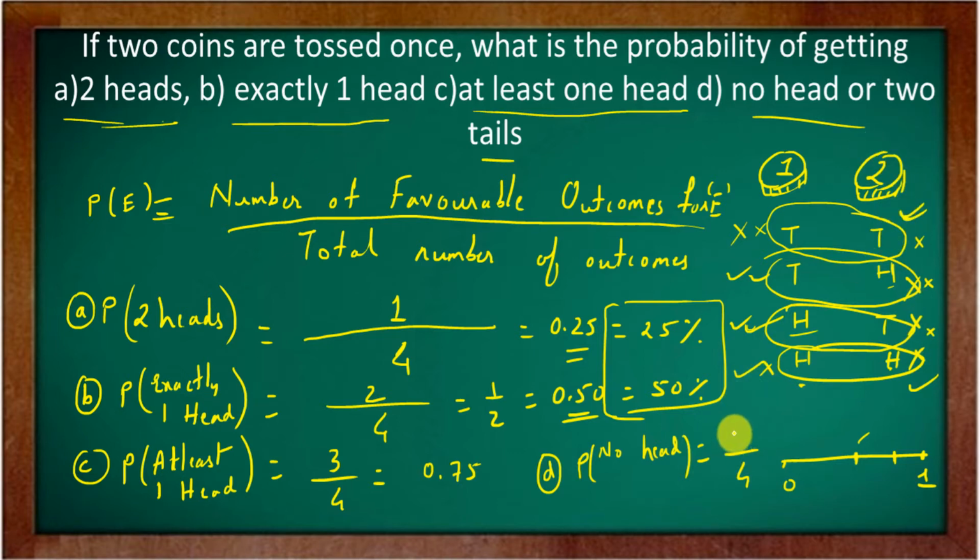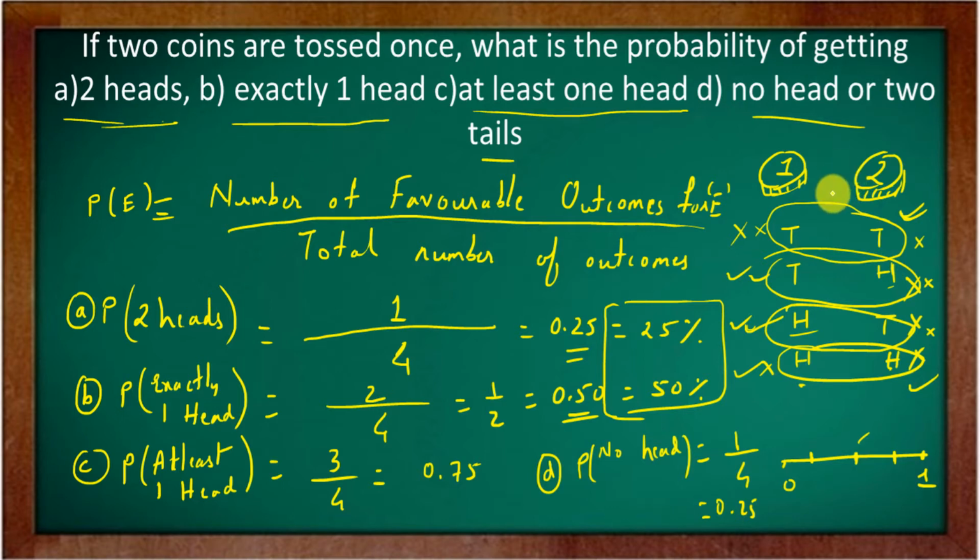Again it will be 1 divided by 4, or it will be 0.25. Fine. So this is how we can use the concepts of probability to calculate the probability of different events. All right. So, understood? It is quite easy, right?